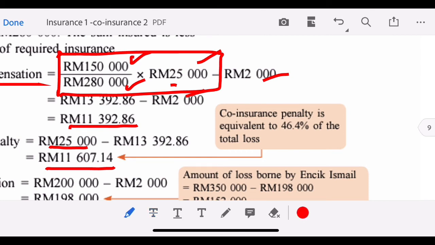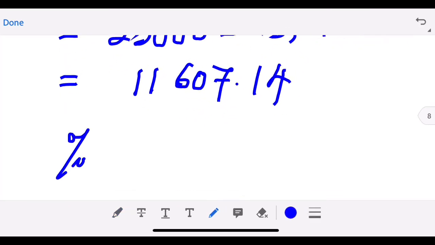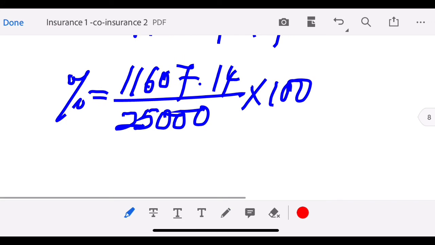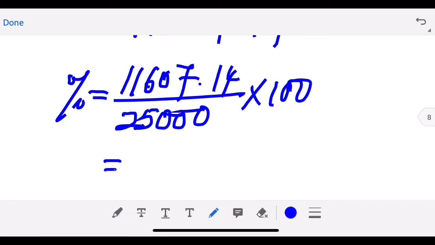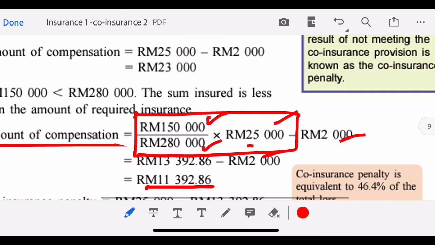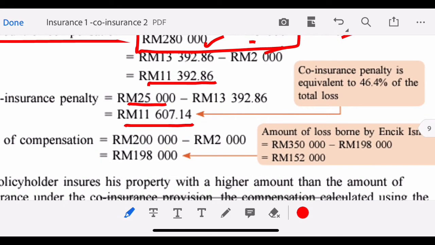We'll get the percentage 46.43%, right? So if you want to calculate the percentage of the penalty from the total losses, times with 100%, you will get 46.43% of the total loss. Okay, so it seems like quite a lot. The percentage is quite high for the co-insurance penalty.